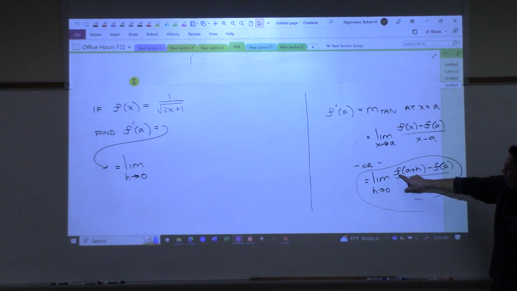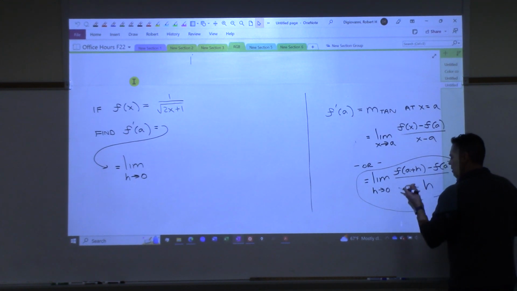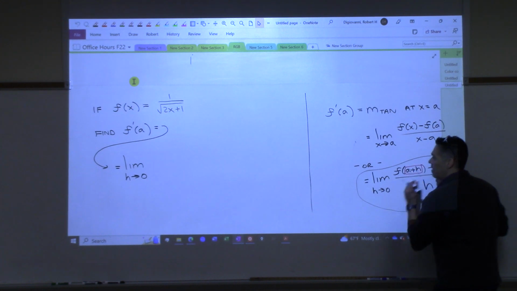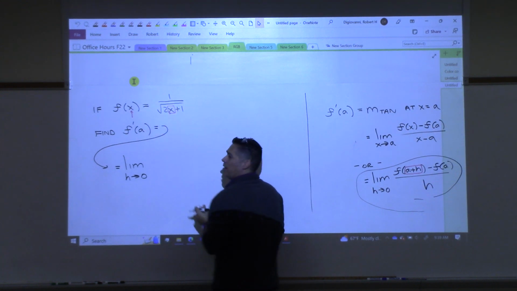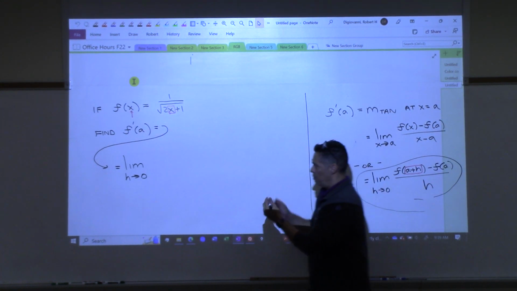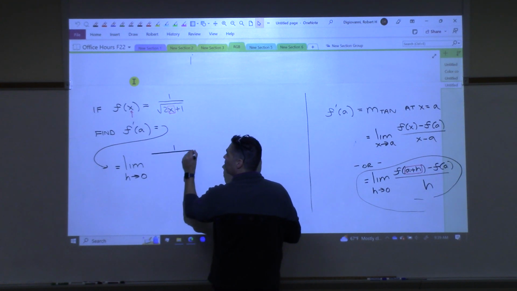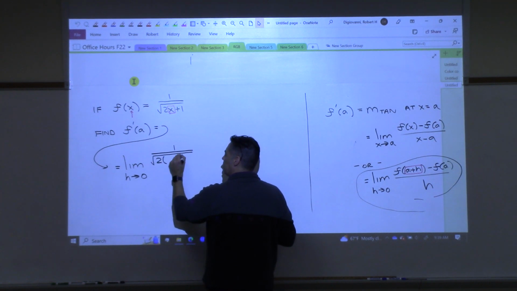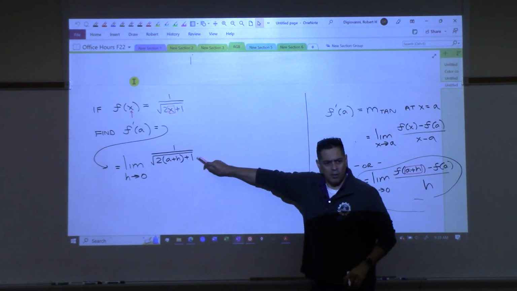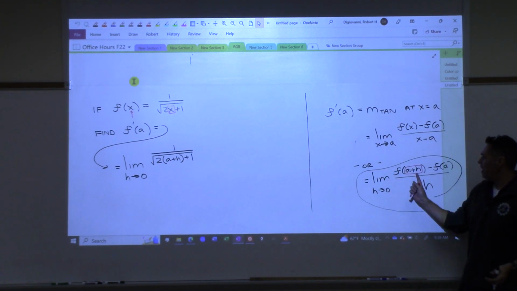I need to figure out what f is if you plug a plus h into it, right? So what would happen if I take a plus h and insert that in for x here? What would that look like? Here's what it would be: 1 over square root of 2 times the quantity a plus h, plus 1. Everyone agree and understand that that's what I get when I plug a plus h into the function? Yeah? No questions?